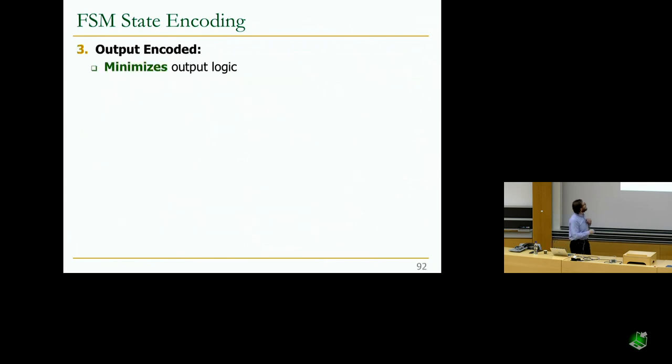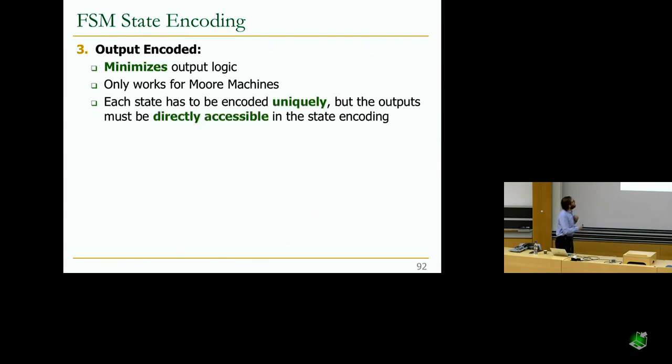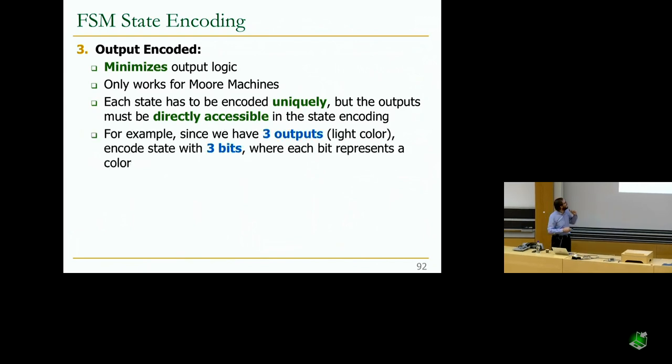But there's another encoding, output encoded. It minimizes the output logic, and again, you can study on your own. This works only for Moore machines. We'll look at Mealy machines a little bit more later on. But basically, each state has to be encoded uniquely, but the outputs must be directly accessible in the state encoding. So remember, in our example traffic lights, we had 3 outputs, red, yellow, green, which means that we can actually have 1 bit encoding each of those outputs. We're not minimizing the output logic. We basically have 3 bits. Each bit represents a color. We could have done something else, of course, but now your states are distinct as well, right?